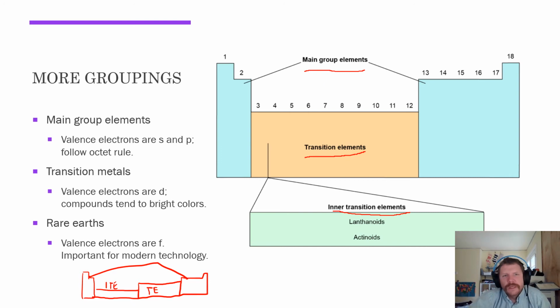We'll talk about them a little bit later on, whenever we talk about what an atom looks like. This information out here: valence electrons are in s and p, and they follow the octet rule. I would just suspend that, that's a little bit of a spoiler. I wouldn't worry about that for the time being. We'll revisit that later on this semester.